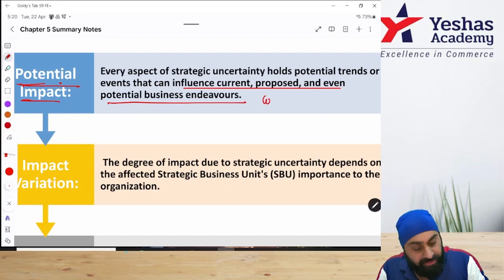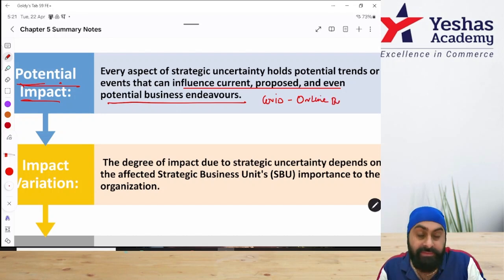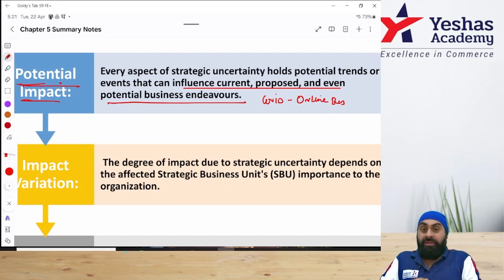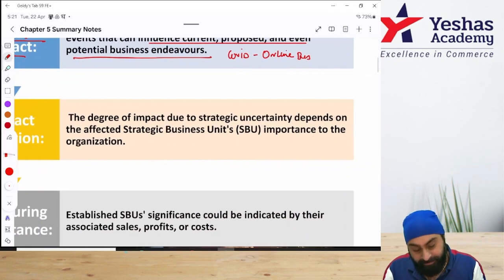See, COVID, when it came into the picture, did it affect businesses? Yes. But did it help online businesses? Yes. So the potential impact of an uncertainty can be an advantage, can be a factor, or can be a constraint. You need to work on it. Impact.